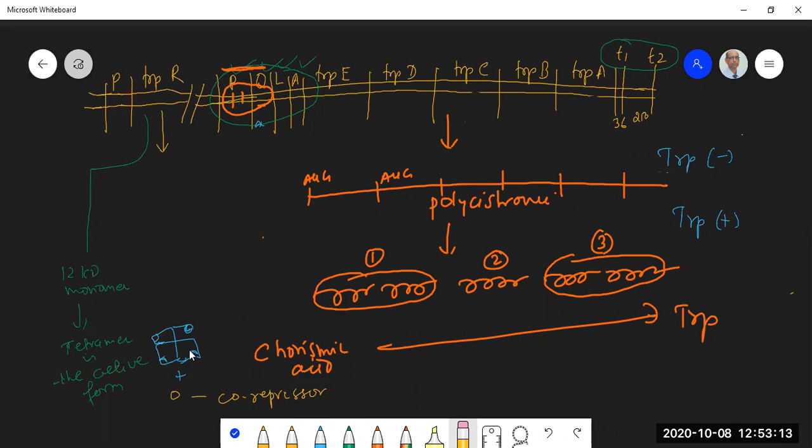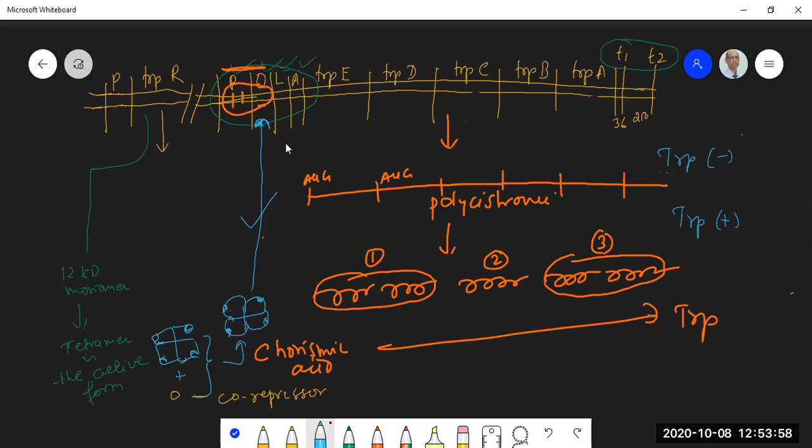These two together, repressor and co-repressor, binding of co-repressor will induce a conformational change. This is the repressor co-repressor complex, and conformational change means you can see the change in the shape. Because of the change in conformation, it can go and bind to the operator region.